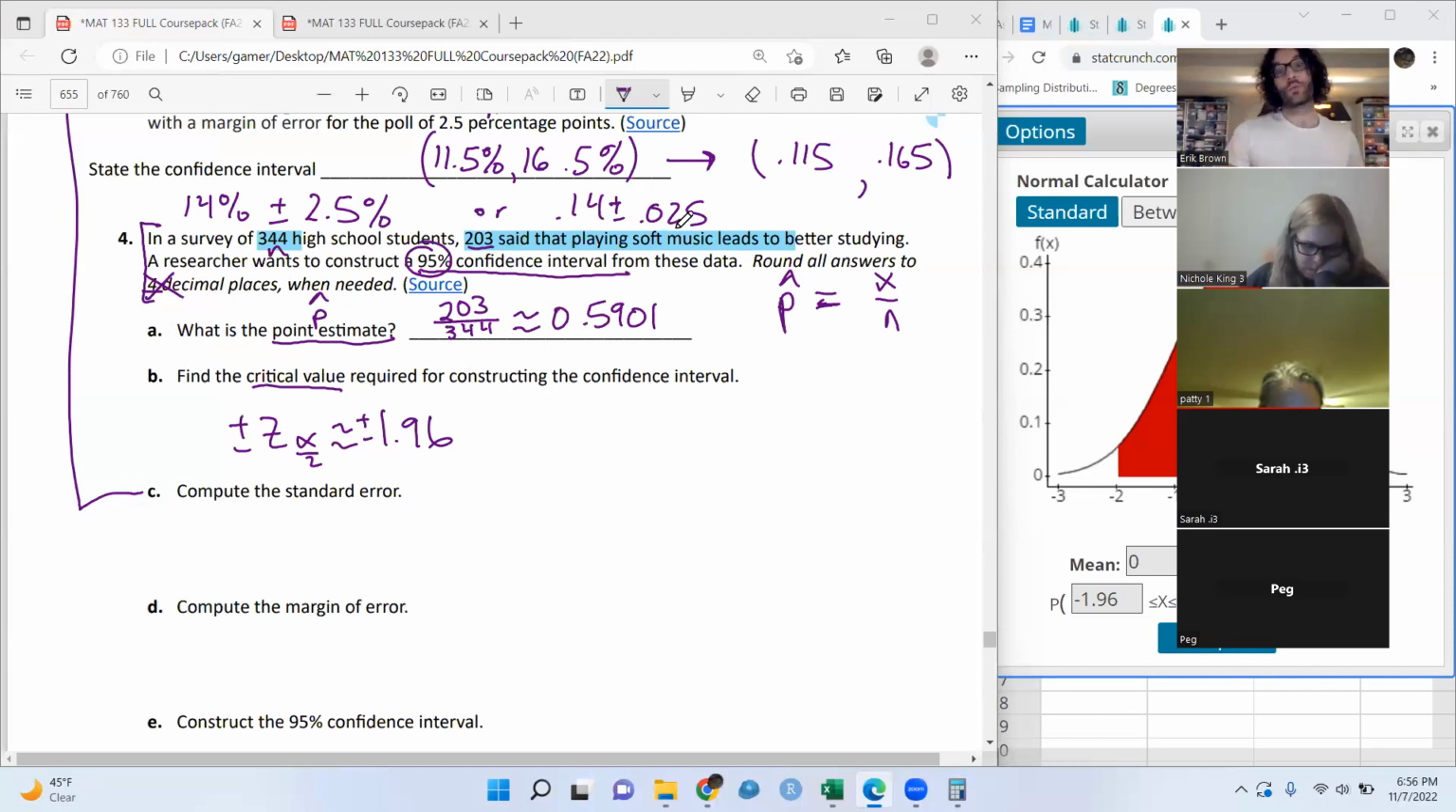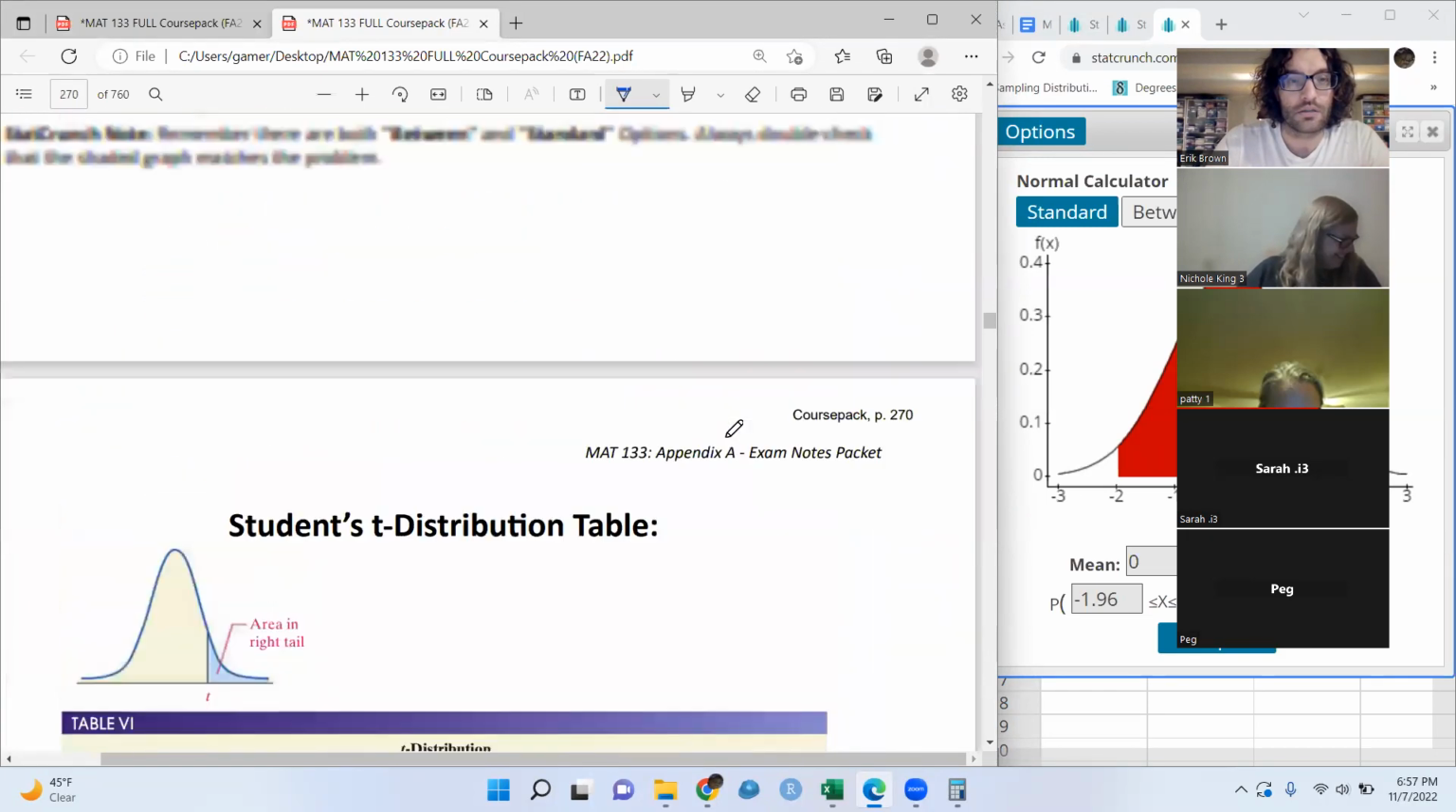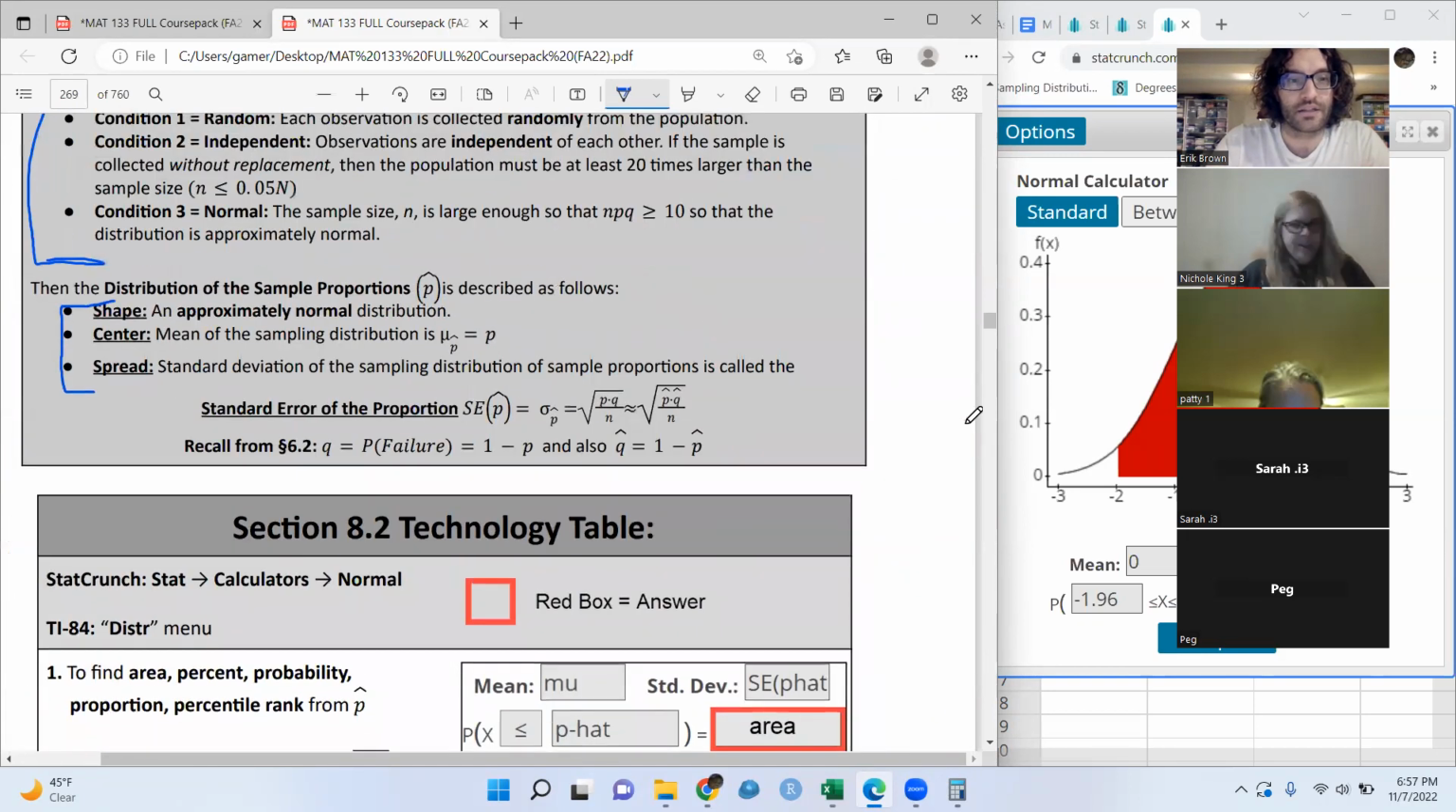Now you got to reach way back to chapter 8. It's been at least a week since we did this. Anyone remember the standard error formula? My hint was reach back to chapter 8. I'm going to scroll back and see if there's a thing that says standard error of the proportion. It's the angry face one, because we know a p hat.